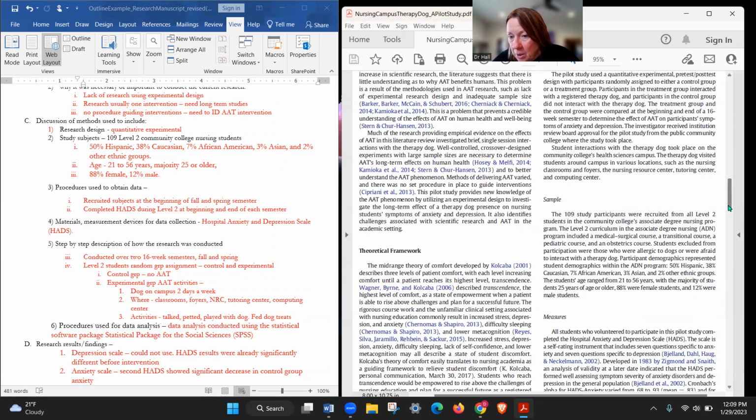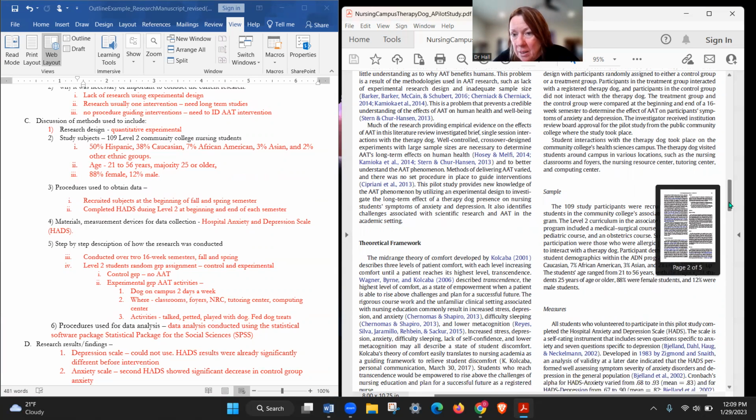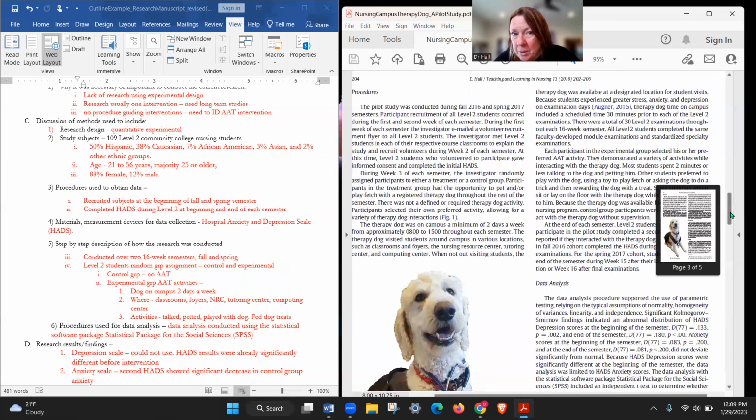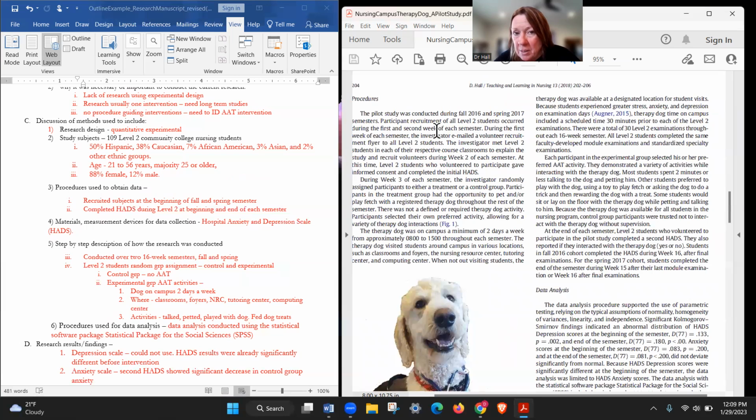So this one here, when they talk about collecting the data, is under the procedures section. Most research studies identify procedures as a piece under the method section. This one says that they recruited level 2 students during the first week of the semester, right?